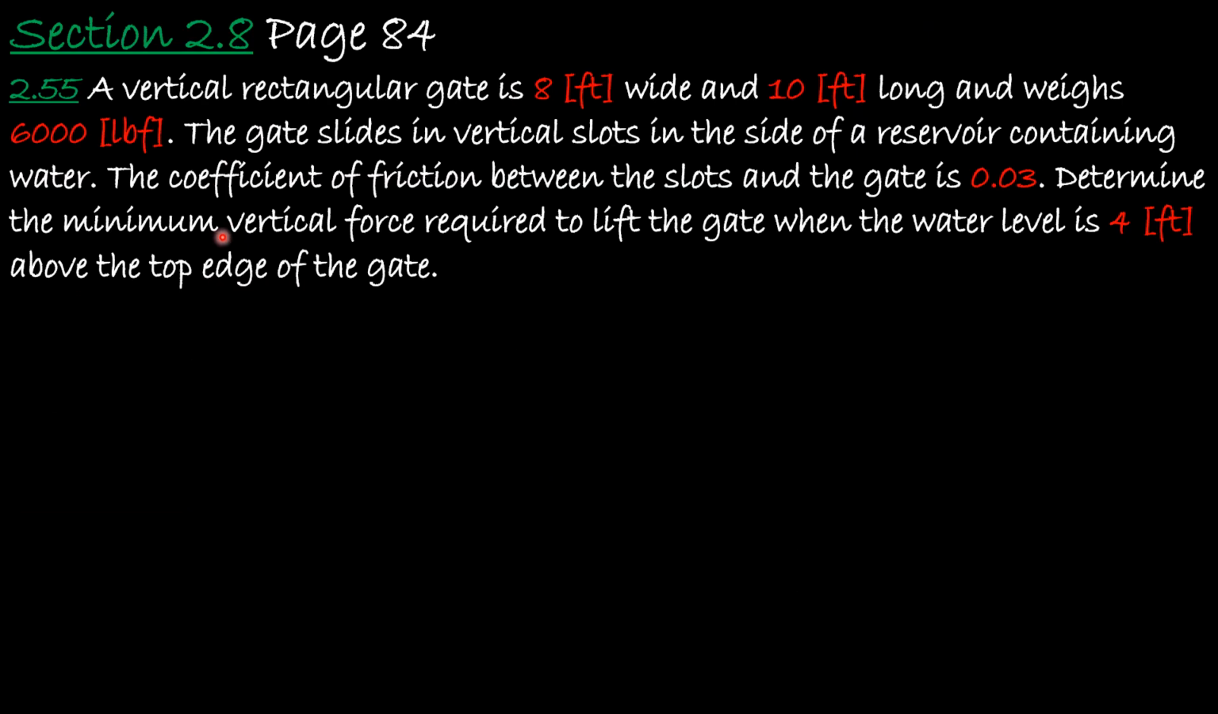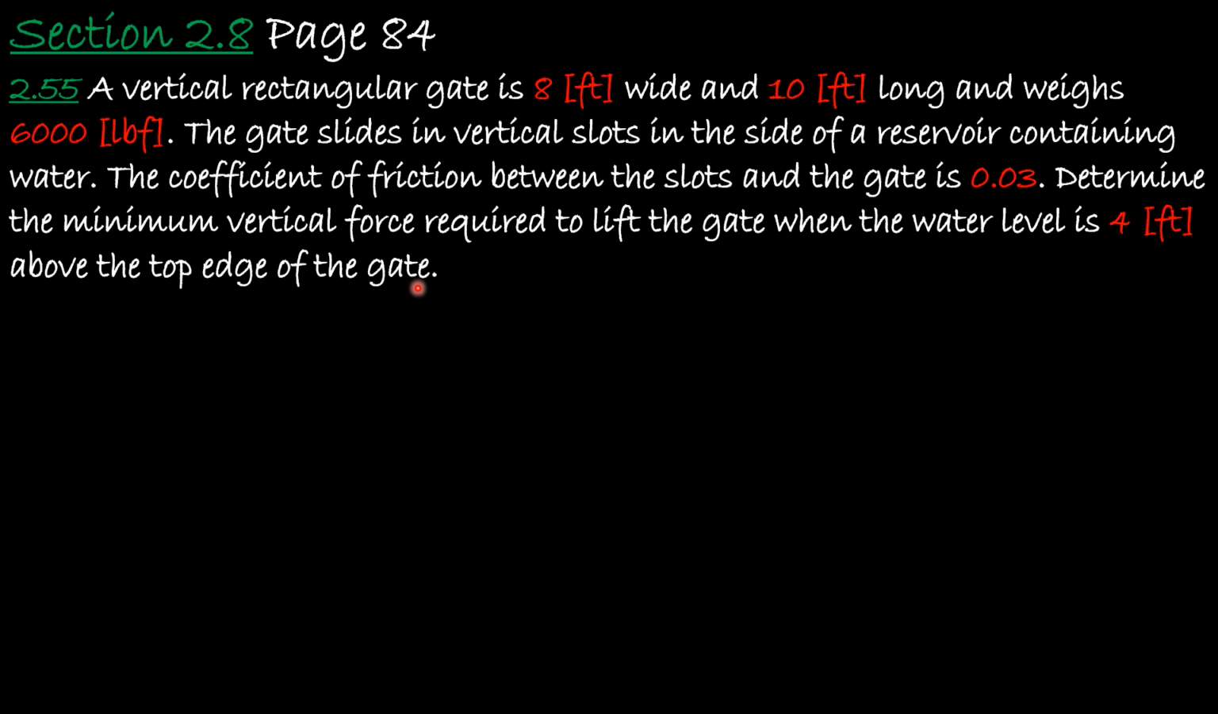Next problem, 2.55. In this problem, we are told that we have a vertical rectangular gate that is 8 feet wide and 10 feet long and weighs 6,000 pound force. The gate slides in vertical slots in the side of a reservoir containing water. The coefficient of friction between the slots and the gate is 0.03. Determine the minimum vertical force required to lift the gate when the water level is 4 feet above the top edge of the gate. So when you have such a problem, as we mentioned in the previous problem, sketch it.